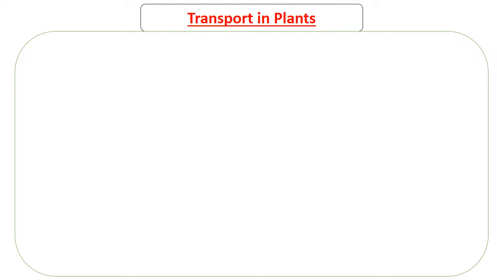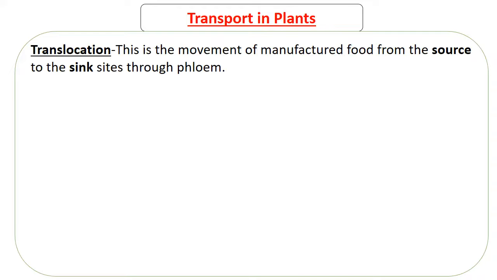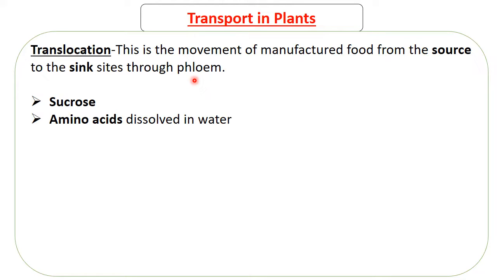The process by which manufactured food moves from where it is manufactured or synthesized to where it's supposed to be used or stored is called translocation, defined as the movement of manufactured food from the source to the sink sites through the phloem. So the movement occurs in the phloem. The main types of food transported in translocation are sucrose and amino acids, which are dissolved in water.